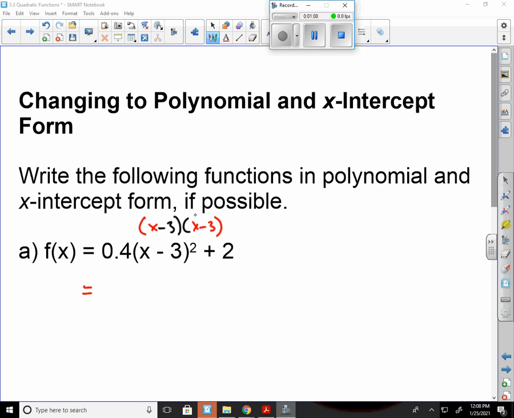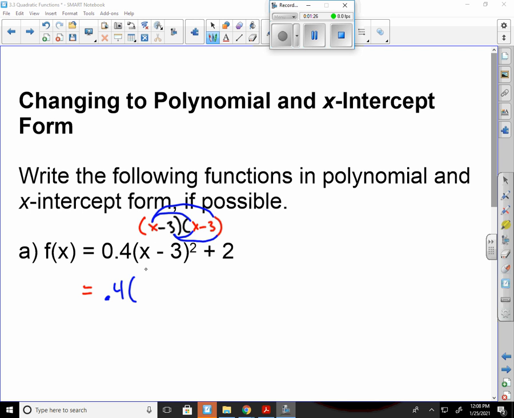So when I'm doing that, I have to distribute the x to both this x and the negative 3, and then the negative 3 to the x and negative 3. The other way you can do it is to look at this and realize that that is a perfect square.